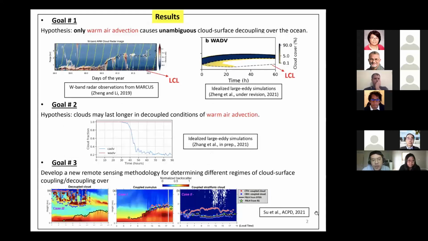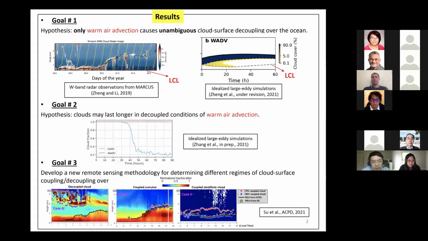So here are the results. For the first goal, our hypothesis is confirmed. Both the observations on the left and the idealized large eddy simulations on the right show that the warm air advection can significantly stabilize the subcloud layer, which effectively suppresses the cumulus convection, leading to a complete decoupling between the stratocumulus decks and the sea surface.